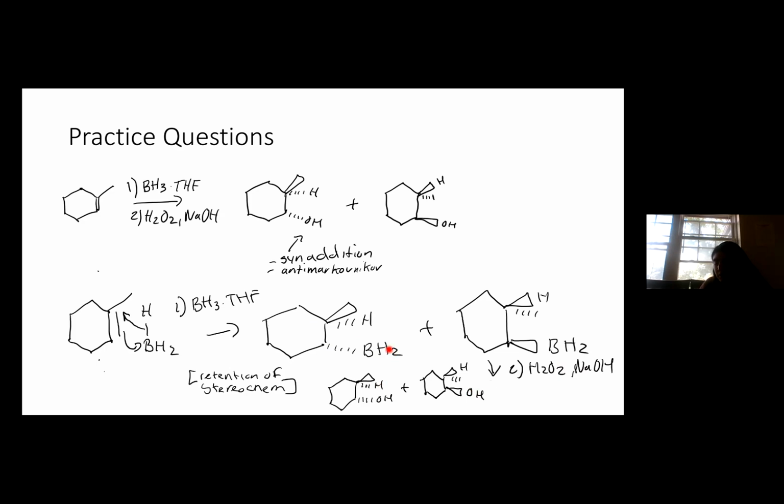And as you may have noticed, when OH adds, there's no inversion of stereochemistry. So there's retention of stereochemistry, right? Because the stereochemistry stays the same. So retention of stereochemistry for the second step when BH2 is replaced by OH. Does that make sense? Are there any questions on this?